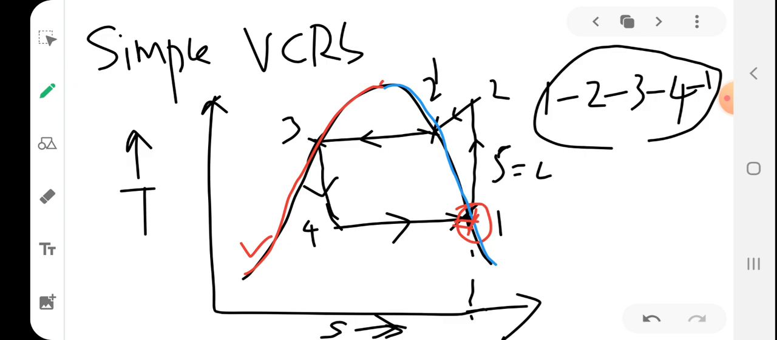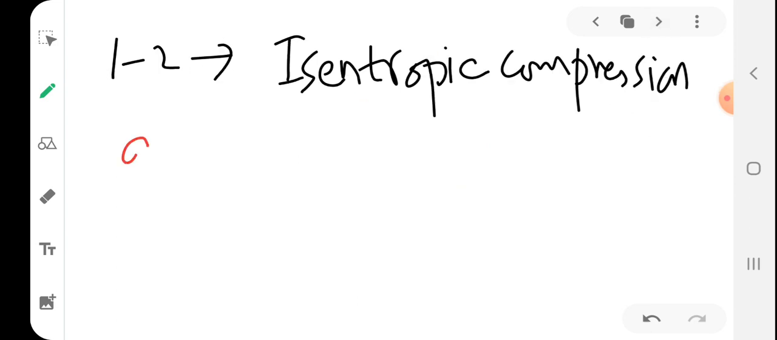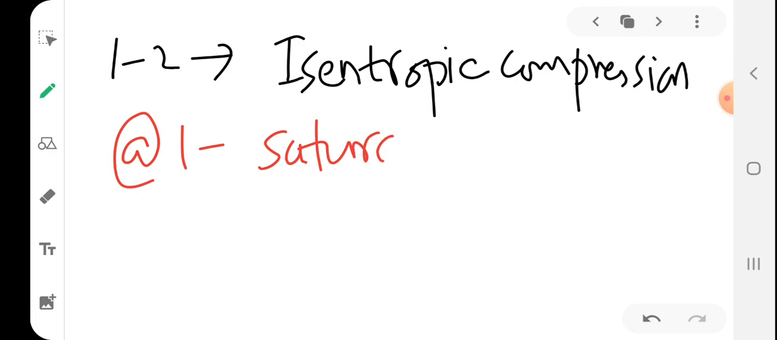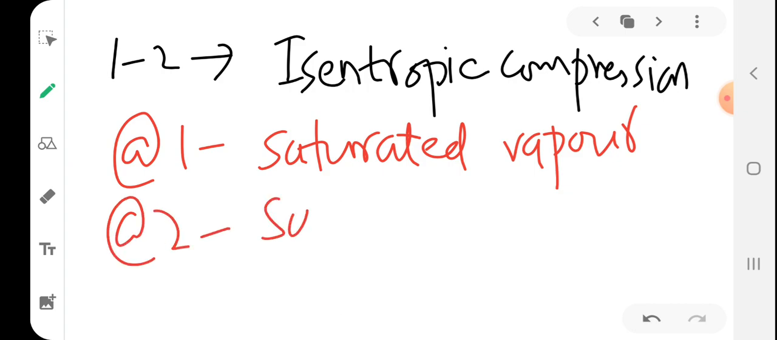So this saturated vapor undergoes isentropic compression to 2. Entropy remains constant from 1 to 2. And next, what is happening from 2 to 2 dash to 3? What is the state of vapor at 2? The state of vapor at 2 is superheated. At 1 the condition is saturated vapor, or dry vapor. At 2 it is superheated vapor. After compression, it becomes superheated vapor.